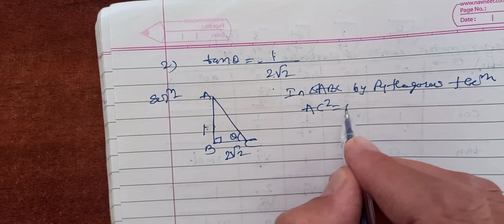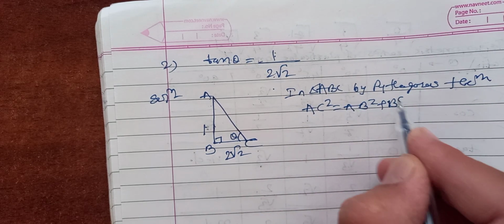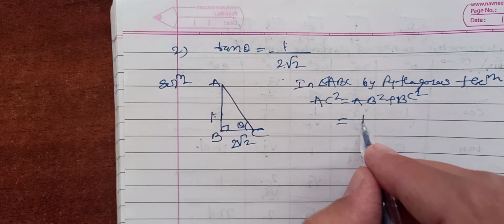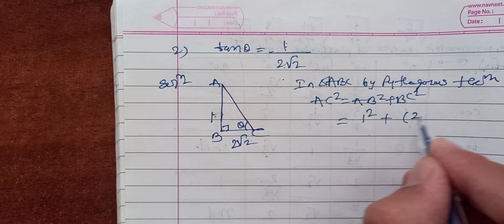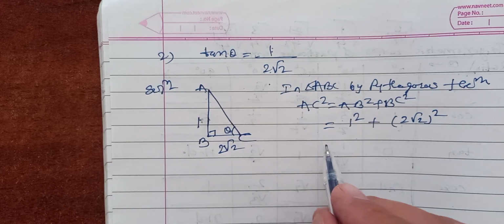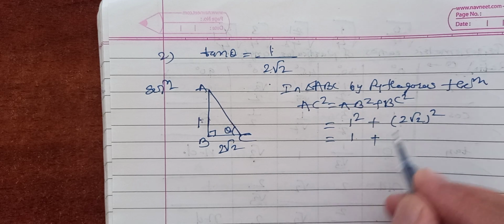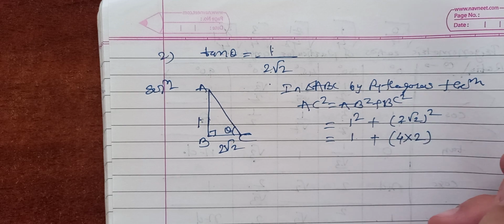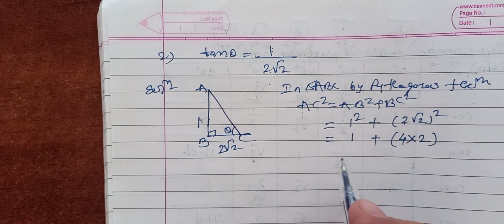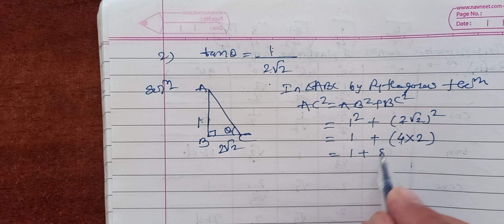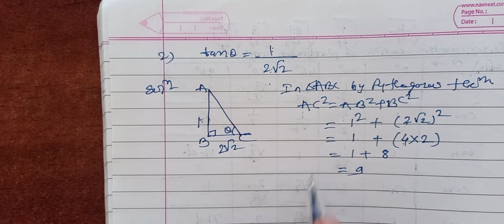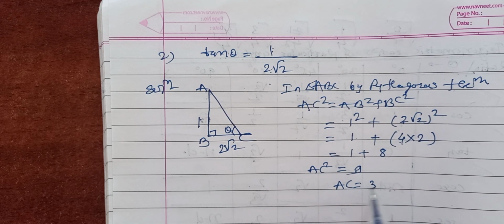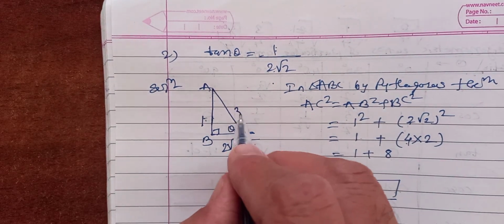AC square is equal to AB square plus BC square. Put the value. AC is not given, we have to find. AB is 1 square, BC is 2 root 2 square. See then what comes? 1 square is 1 plus this 2 square is 4 and root 2 square is 2. Root is removed. So 1 plus 4 twos are 8. This is what? 9. This value is AC square. So what is AC? Taking the square root, it is 3. Means we found AC is 3.